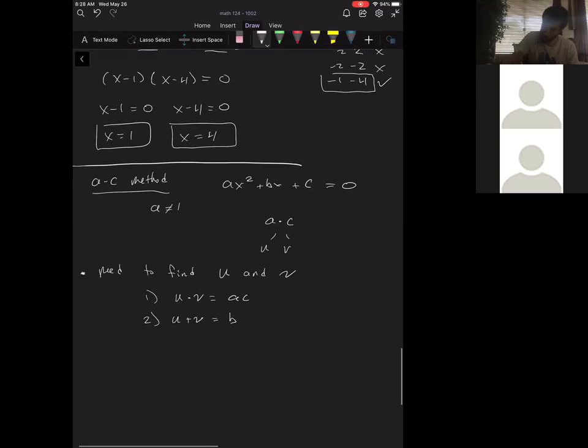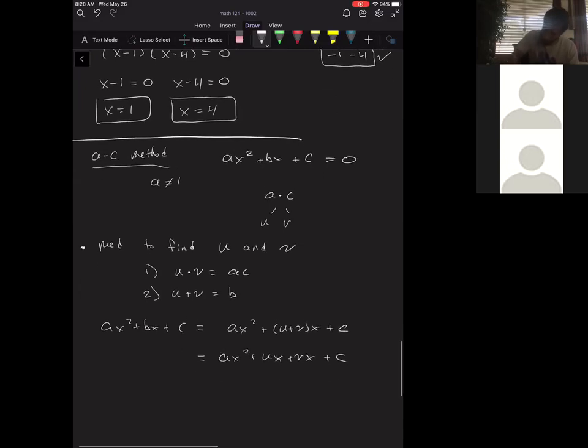And so once we find these two numbers, we're going to rewrite this equation. We have ax squared plus bx plus c. We're going to write this as ax squared plus (u plus v)x plus c. And then we distribute this x in the middle: ax squared plus ux plus vx plus c. And then once we get to this step, we're going to do group factoring.